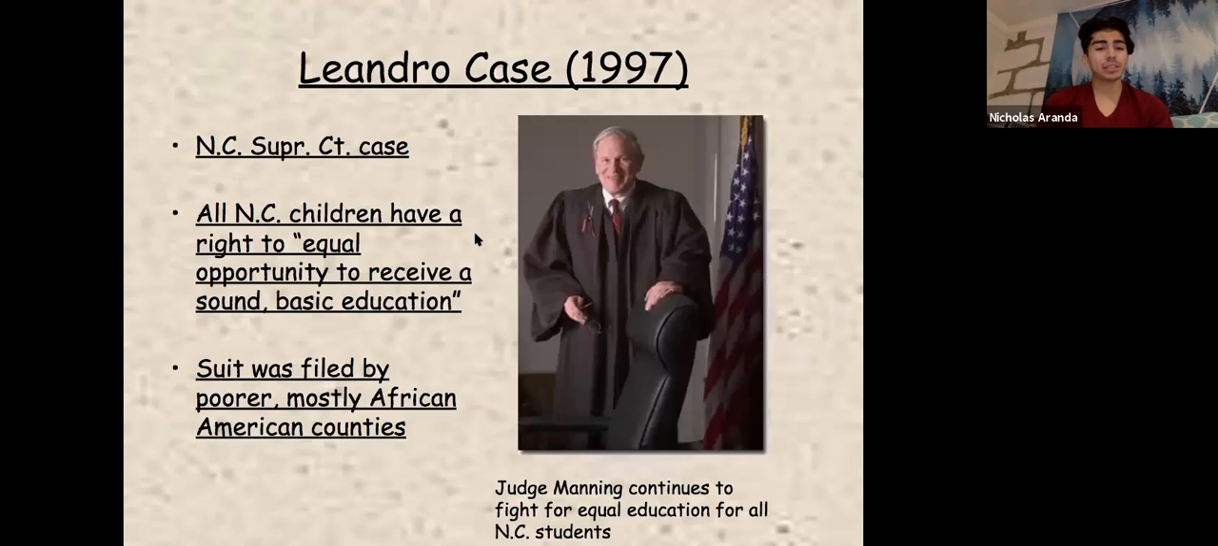The Leandro case is another North Carolina Supreme Court case that I think is really prominent for the law of the land. It said that all North Carolina children have a right to equal opportunity to receive a sound basic education. This is important, I think, for everyone to know. Very recently, a Chicago court, I think, ruled the exact opposite. So the Constitution does not guarantee any of you a right to education. Beyond that, it definitely doesn't guarantee any of you any kind of quality of education that's measurable.